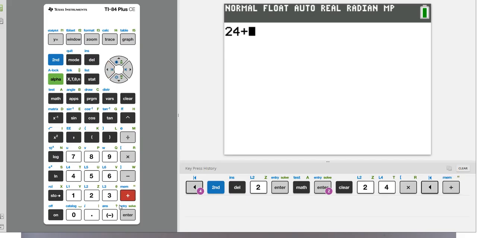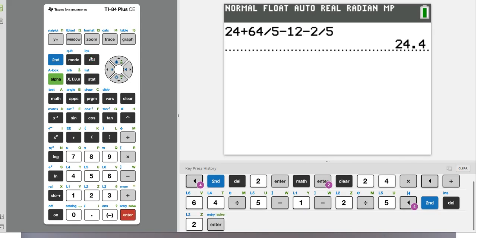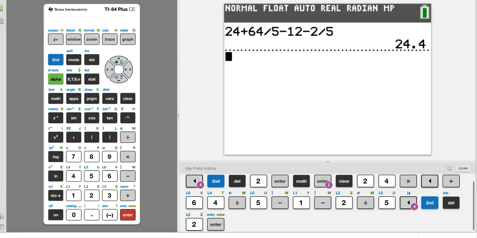Plus 64 divided by 5 minus 12 minus 2 divided by 5. I did it again, didn't I? No, yeah. Darn it. Second 2, plus 2/5. I distributed the negative. So yeah. All right. Good. 24.4. I'm just going to leave it there. I'm tired of this one. 24.4. Looking good.